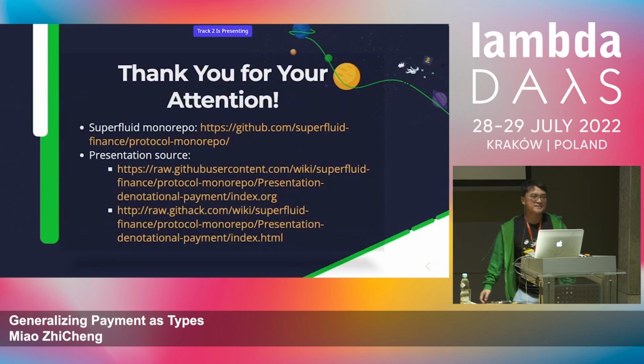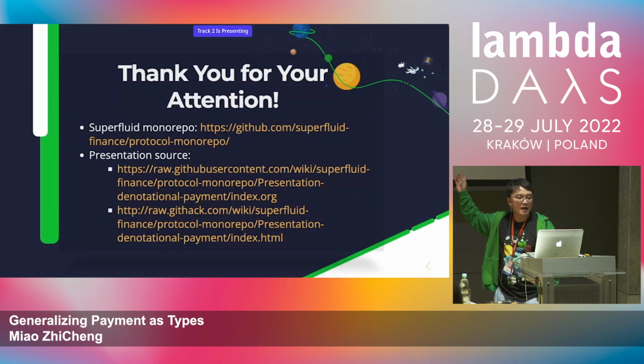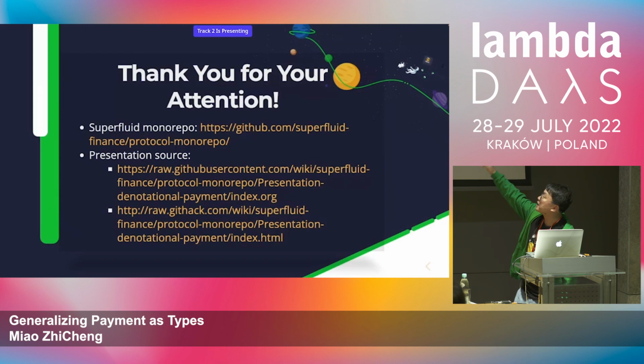You can find all those things I talk about from our monorepo, Superfluid Finance on GitHub, Protocol monorepo. One of the packages is actually spec Haskell. You can download and run it, and everything what I said is it's not a lie. Presentation source also available in our wiki area. If you search for it, you probably can find it, or you can just check out this domain.